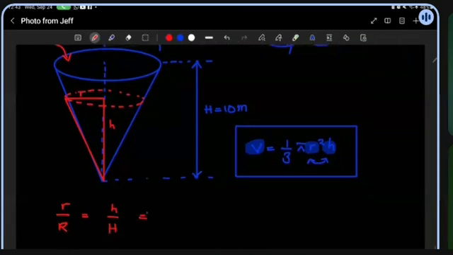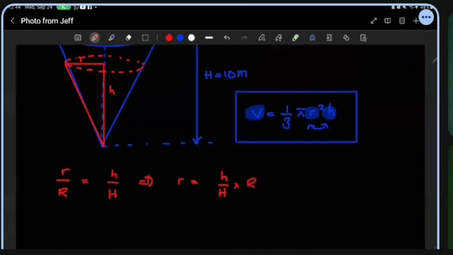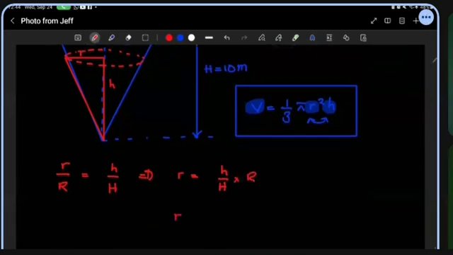From here, we see that we can express the radius as the ratio of the heights times the original radius R. Now, what this gives us is what the radius is going to be at any point, provided we know what the height at that point is. So the original radius here is 4, it's a fixed value.